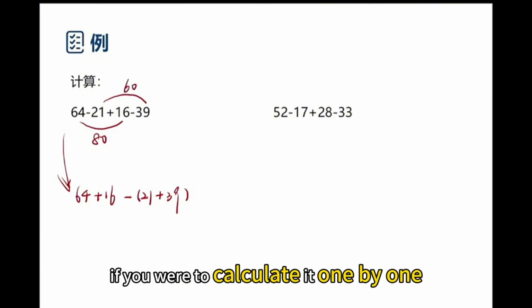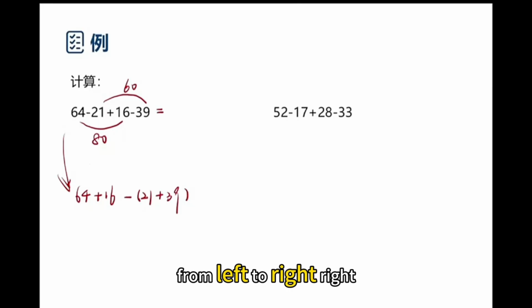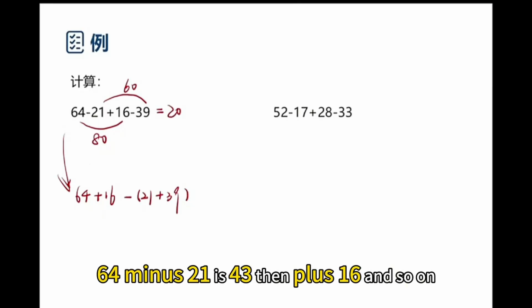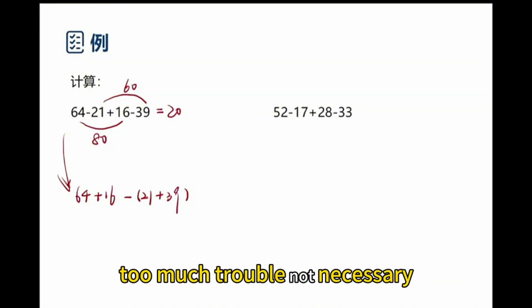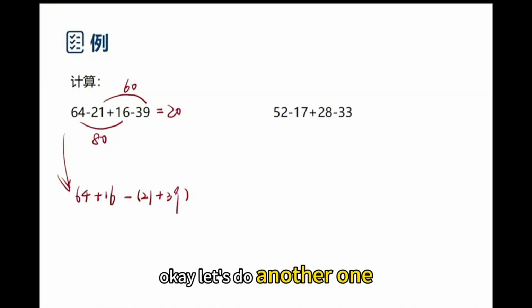If you were to calculate it one by one from left to right, 64 minus 21 is 43, then plus 16, and so on. If you calculate like that, then well, it's too much trouble. Too much trouble, not necessary. Okay, let's do another one.